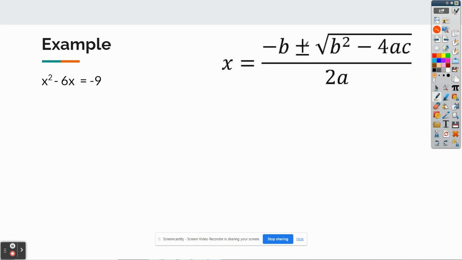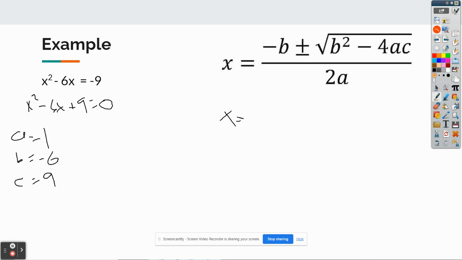So in this case, we're not going to identify a, b, and c yet because we do not have equals 0. So this 9 has to be moved over to the left side. So it has to be added to both sides. And so we got x squared minus 6x plus 9 equals 0. Now we can figure out what a, b, and c are. A would be 1, b is -6, and c is positive 9. Then we're going to substitute into our formula here.